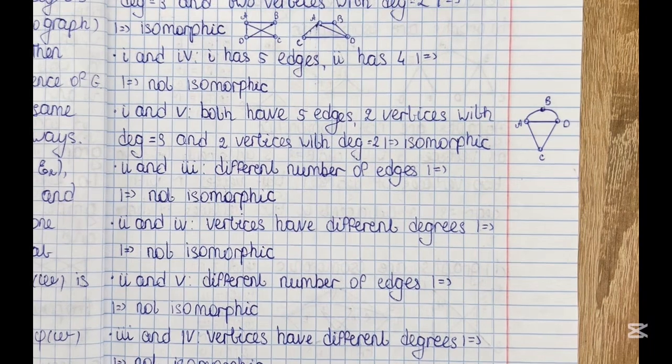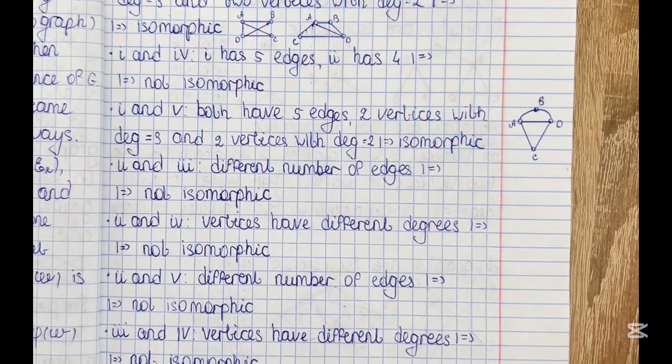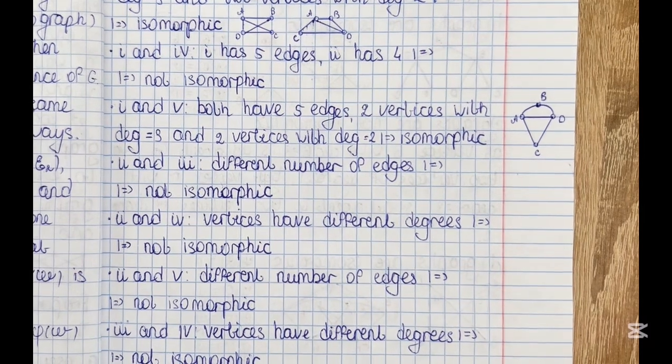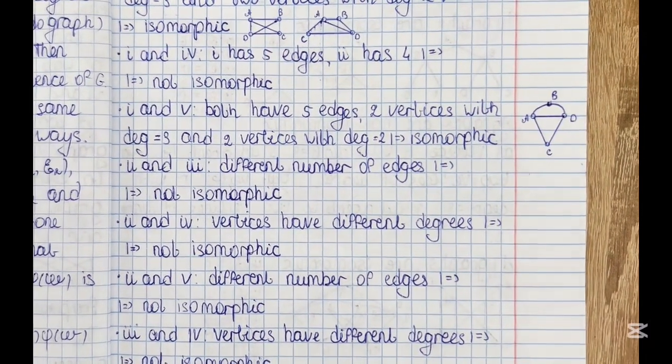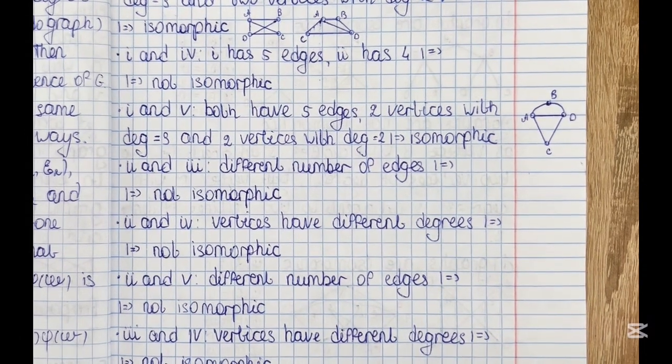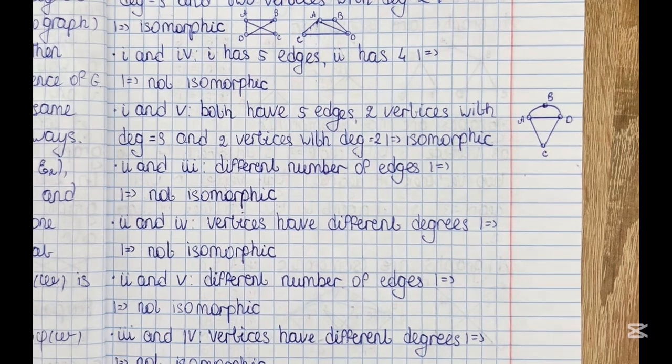Second and fourth graphs, their vertices have different degrees, that's why they're not isomorphic. Second and fifth, again different number of edges, that's why not isomorphic. Third and fourth, they have vertices with different degrees, that's why they're not isomorphic.